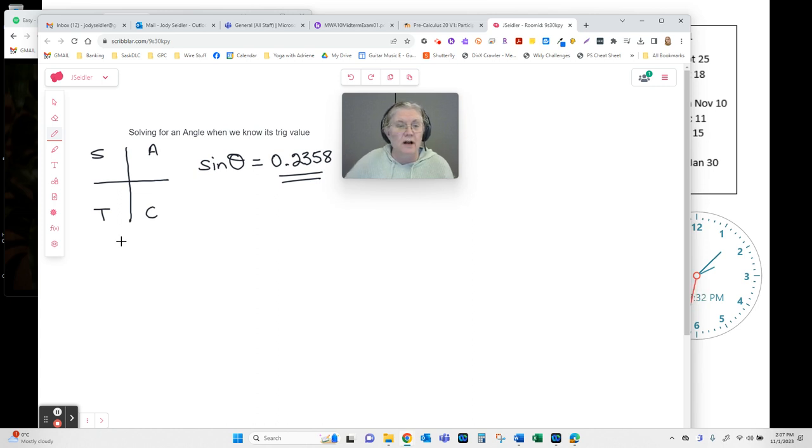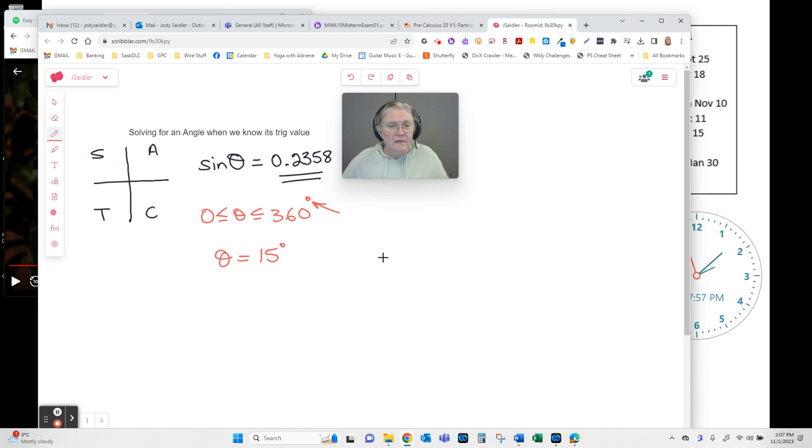The other thing to watch in the question, it told us that zero was less than or equal to theta, which is less than or equal to 360 degrees. This tells you, make sure your calculator's in degrees, because we want degrees as our answer. So I hit undo sine of 0.2358, and I get that theta is 15 degrees. Now, is that a good answer? It's a wonderful answer. If I grab my calculator and find sine of 15, I get 0.2358, probably with more digits and rounded off, but I get that.